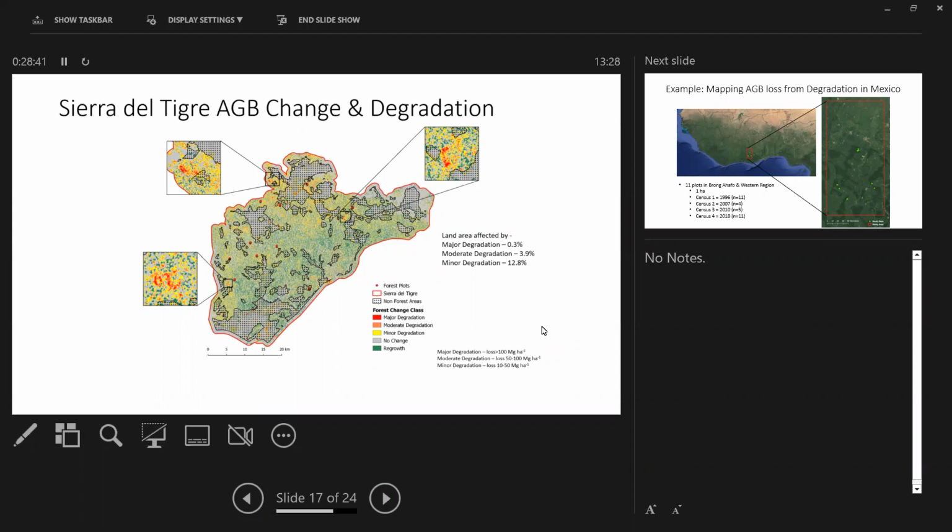But the thing that we found really was that these minor degradation events were far more common than major events. About 30% of our study area had undergone some minor degradation, whereas major degradation was only 0.3% of that area. So these smaller changes are far more common than really big changes. We need to understand all of that, because a minor degradation here is still 10 to 50 tons of carbon. And if that covers a large area, then it's still a flux that we need to understand.